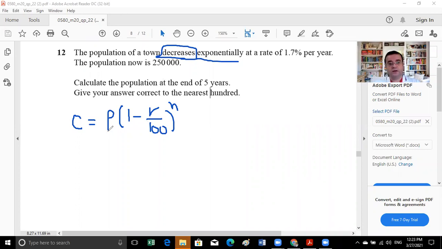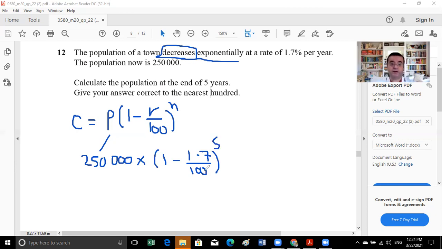So now what's the P? 250,000, not 2,500. Times 1 minus, what's the rate? 1.7. Wow, very good. Over 100, correct? To the power of years, 5. And you find the answer at once.